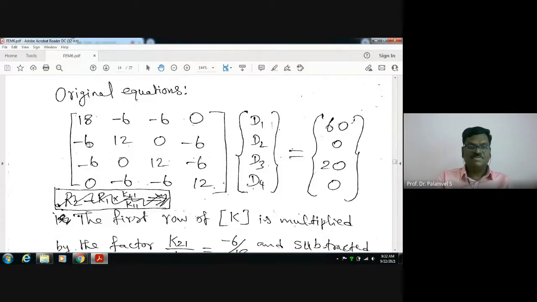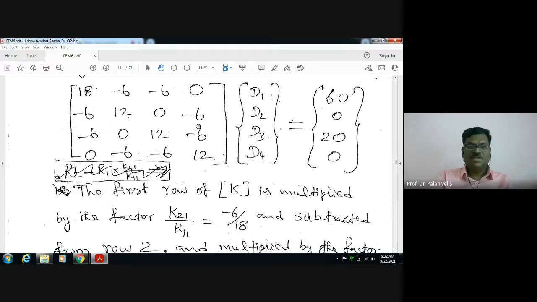What will happen? Just listen: minus 6 divided by 18. I am multiplying, so 18 gets cancelled and only minus 6 will be there. If I subtract this from the equation, minus 6 minus of minus 6 is plus 6, so minus 6 plus 6 is 0. So I will get 0 here, and I have to write that in the second row. Whatever operation I carry out, I have to do the same thing throughout the equation.